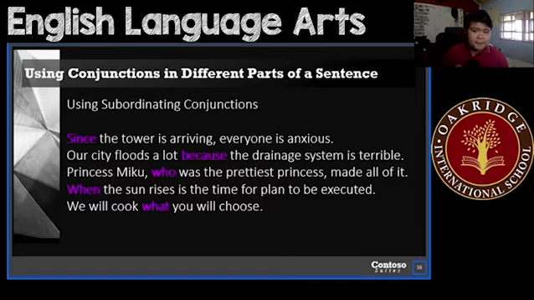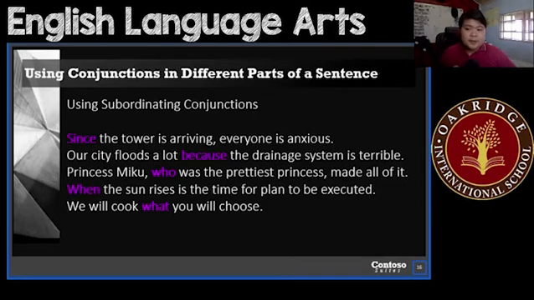But what about the third one? The third one's a little bit special because, although we will not be discussing them yet, this third one is an example of a non-essential clause. Princess Miku, who was the prettiest princess, made all of it. Here we have a dependent clause right in the middle of an independent clause. How would you squeeze it in? You would have commas in between.